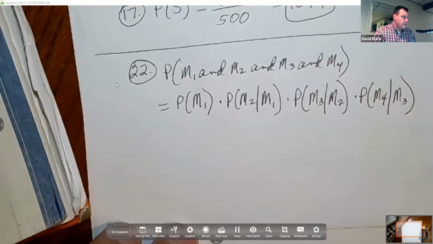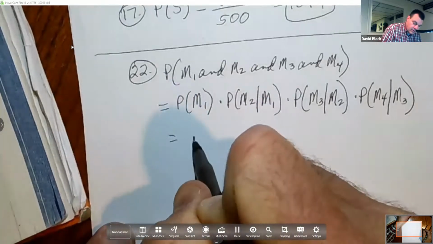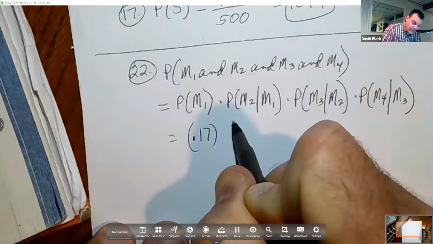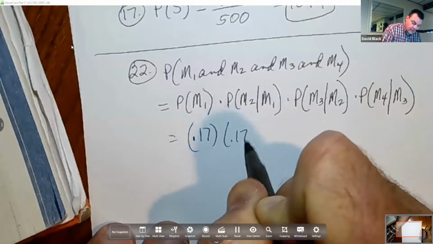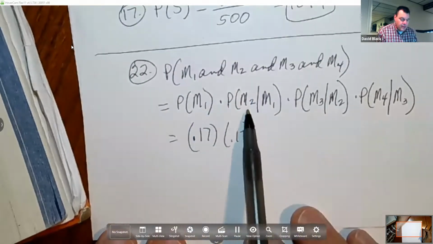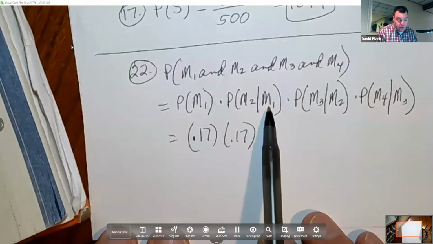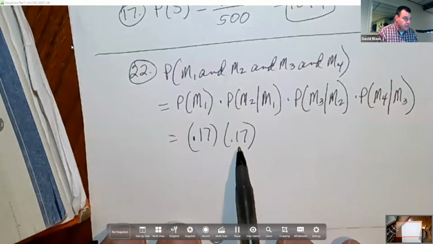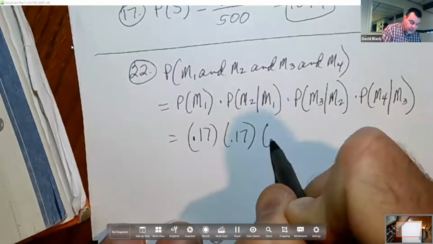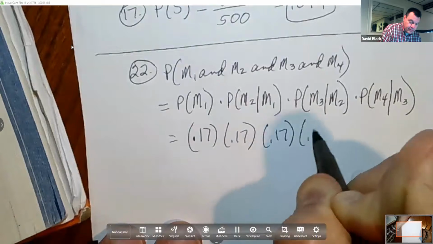Okay, let's pause here and see if I got any hand raises or any questions. Everybody seems to be doing okay. So the probability of any one of those using marijuana, according to this data, is 17%. So this is 0.17, and this is 0.17. The probability that the second used marijuana, given that the first used marijuana, doesn't really change. It's still 17%. All four of these will be 0.17.